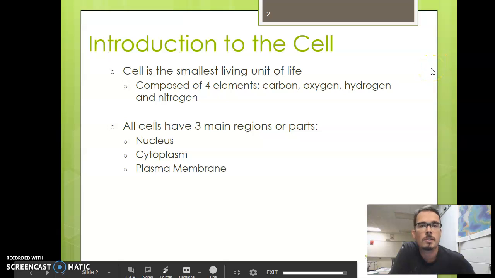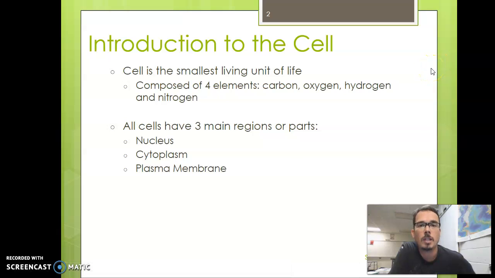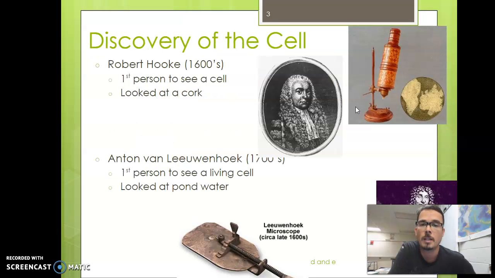So cells are the smallest living unit of life. Of course, below that, you have atoms and molecules, but they're not living. They're not considered alive. So a cell is the smallest living unit, and it's composed of carbon, oxygen, hydrogen, and nitrogen. All cells have 3 main regions or parts. This is the nucleus, the cytoplasm, and the plasma membrane.